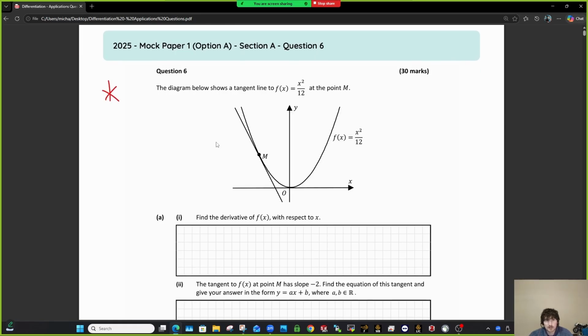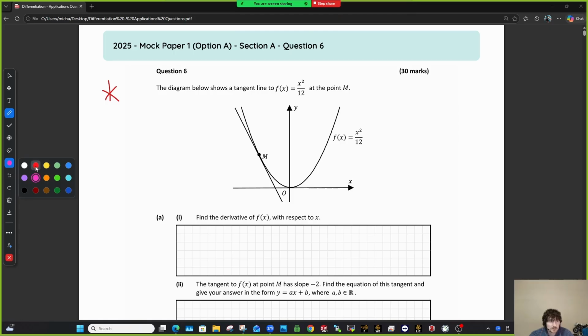So as always, when I'm about to do a problem, always pause the video and give it a go yourself because you'll get the most out of the videos that way. Okay, so let's get straight into it. So we have some function. It's a nice straightforward quadratic, and we're told to find the derivative of it. That's no issue at all. F dash x here is 2x over 12, which is basically just x over 6.